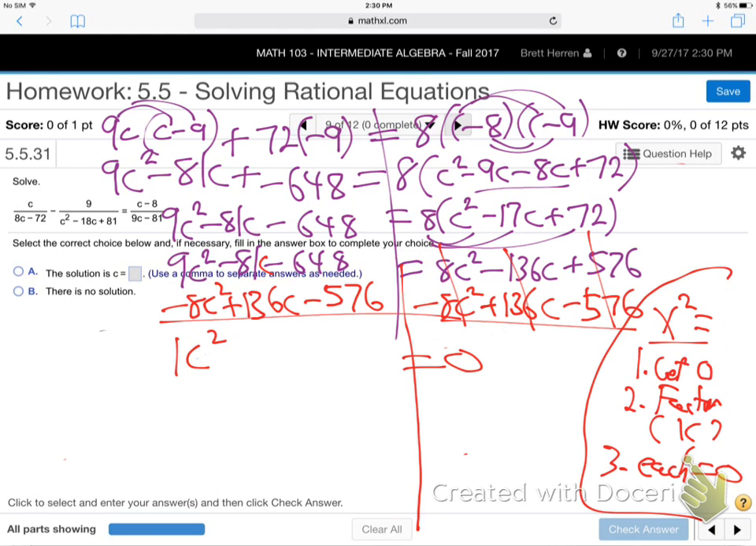So now let's combine them. Minus 81c plus 136c. What's that? 56. 55, thank you. Make those 5s a little better. And then negative 1, 2, 2. What is it? I think it's negative 1224.